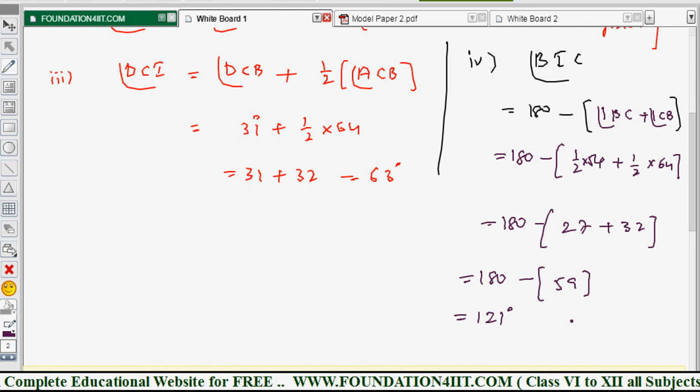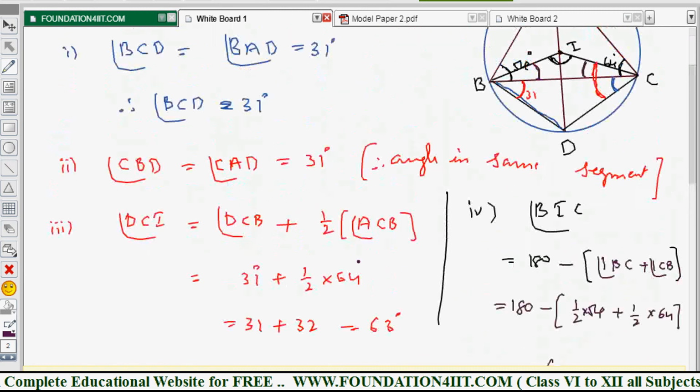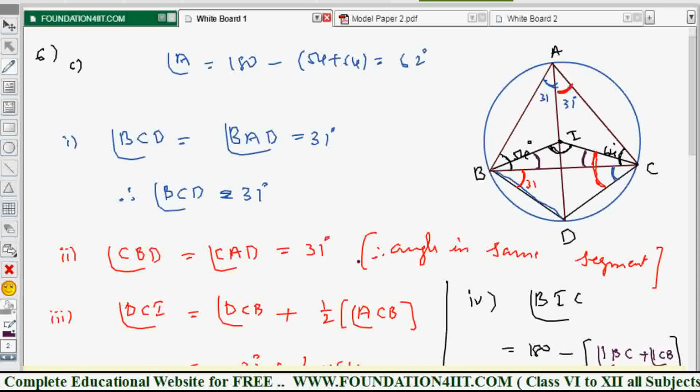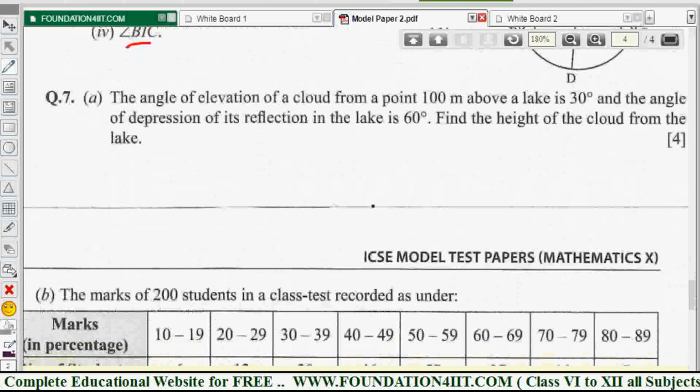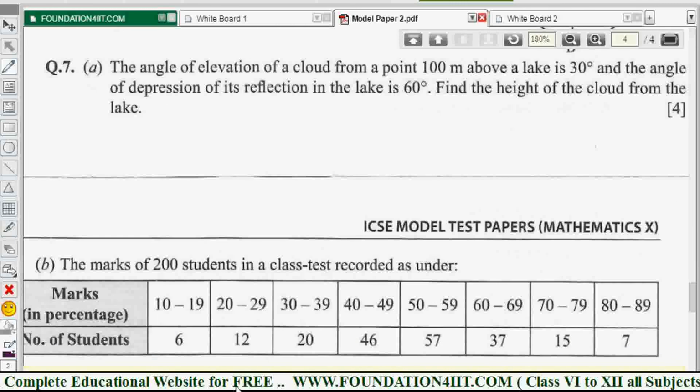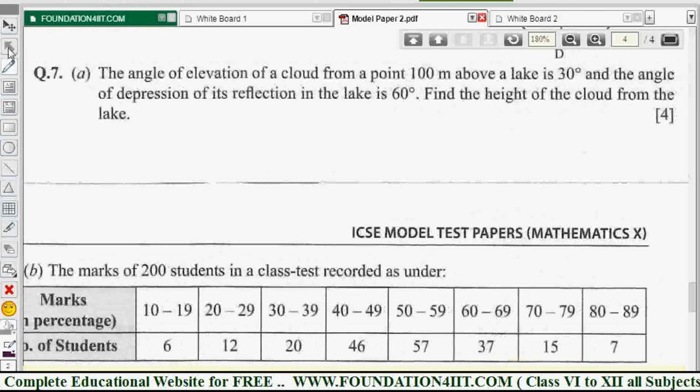It's very simple. You only need to understand clearly and carefully observe which two angles you should take. Fine. So this way I can solve this. And let us see some trigonometry questions in 7th, and we'll solve this in evening sums. So let us see question number 7.